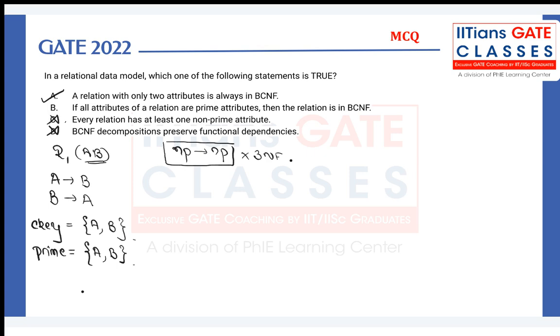Now BCNF says the LHS of every functional dependency should be a super key. Are A and B super keys? Every candidate key is a super key, if you remember the last lecture. So are they super keys? So is it in BCNF? Again, the same question I'm asking. It's in BCNF.